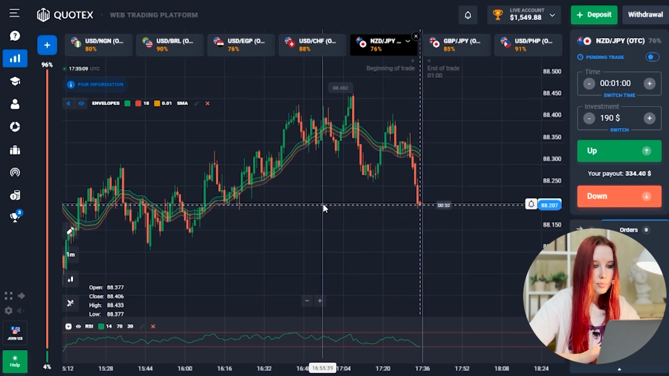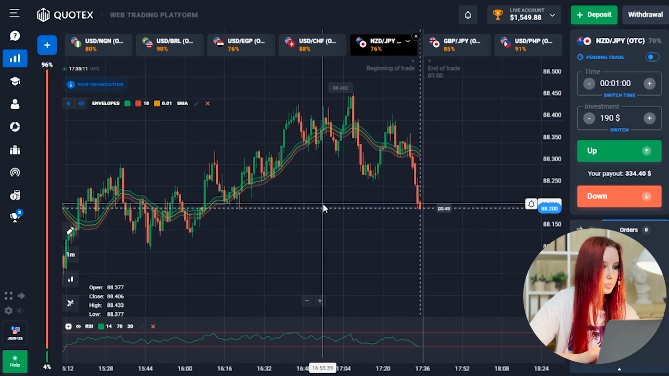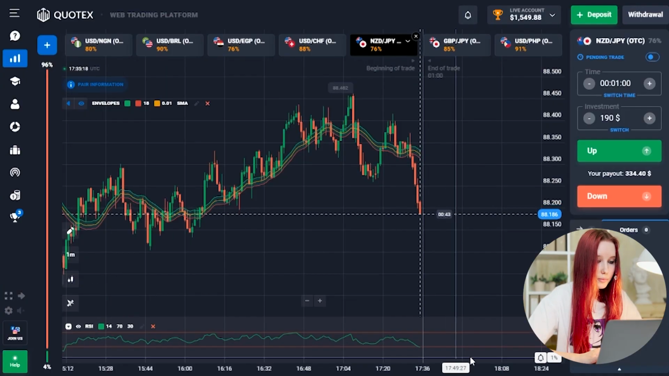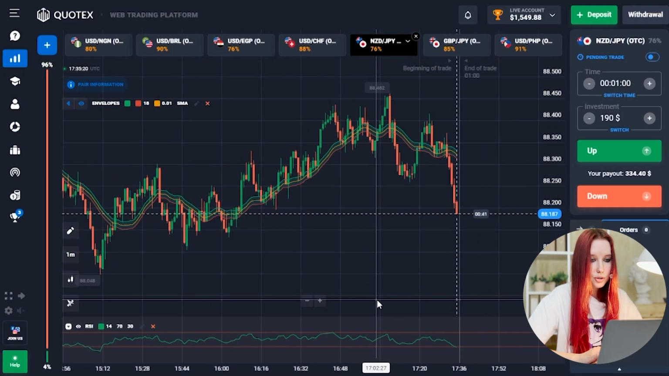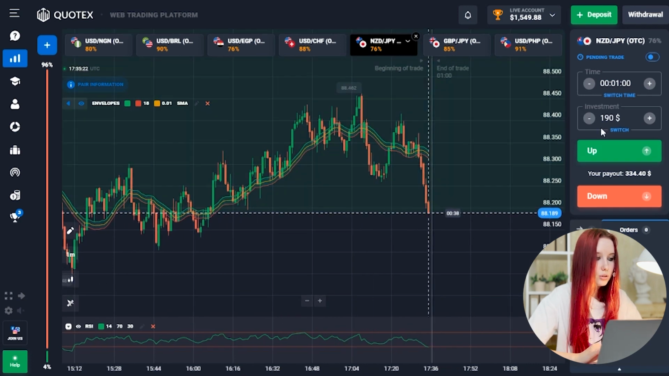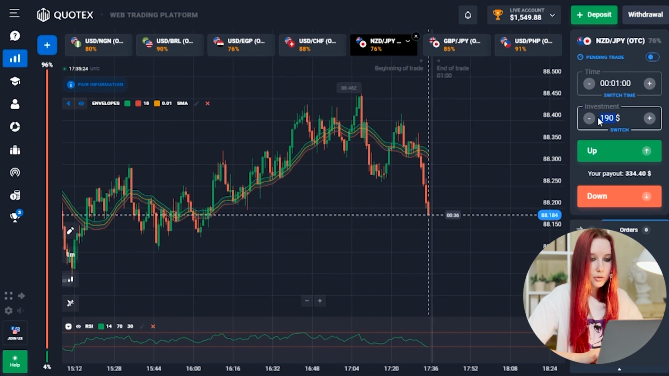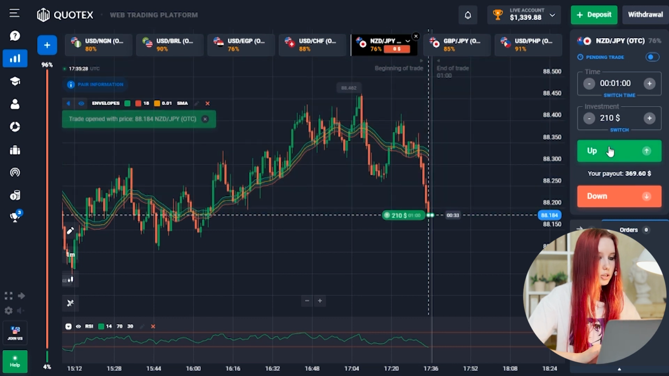Okay, it doesn't have the best payout percentage, but this currency pair has a pretty interesting situation. Let's analyze it. What do we see? As we can see from the RSI indicator, the price has reached 30, and I think it will start to reverse soon, but not now. So I think it will continue to move down to this level. So I want to increase my investment to $280 and open a trade.